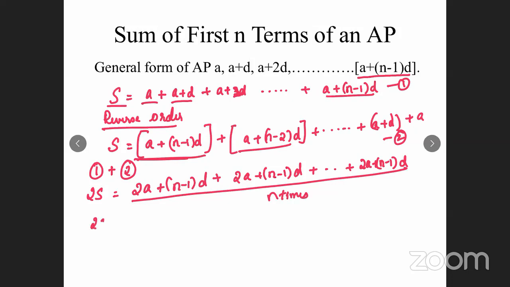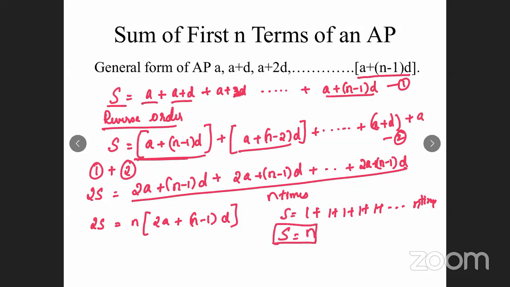So 2S can be written as n times 2a plus n minus 1 into d, because suppose I had 1 plus 1 plus 1 plus 1 and so on up to n times, can I write the sum of all these terms, if I call this S, as n? Similarly, we are applying the same concept here, where n into 2a plus n minus 1 into d, because the term 2a plus n minus 1 into d is recurring so many times. So that's the reason for the formula.